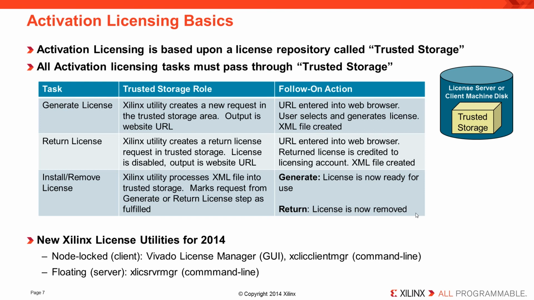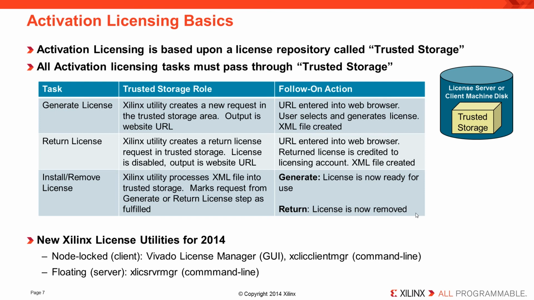Also new in Xilinx for 2014 are utilities that deal with the activation licensing. First is Vivado License Manager. That is for node-locked clients, and it's a GUI. Equivalent to that is Xlinks Client Manager, and that's a command line utility mainly for using activation licenses, whereas Vivado License Manager, the GUI, will work for both activation and node-locked licenses. It will help you debug your setup there for either one.